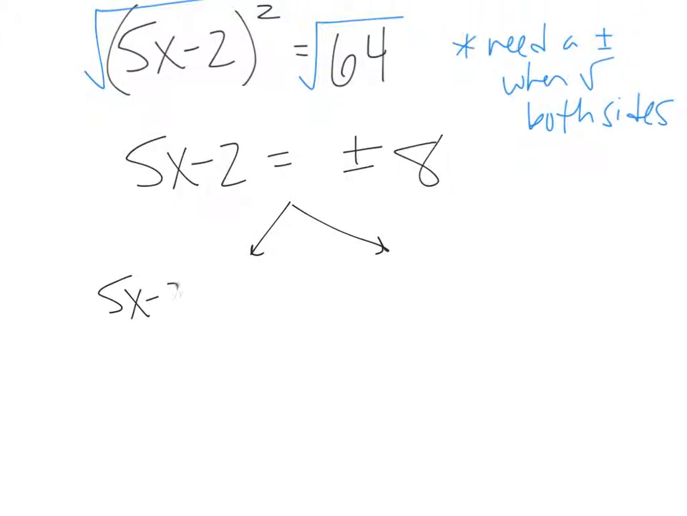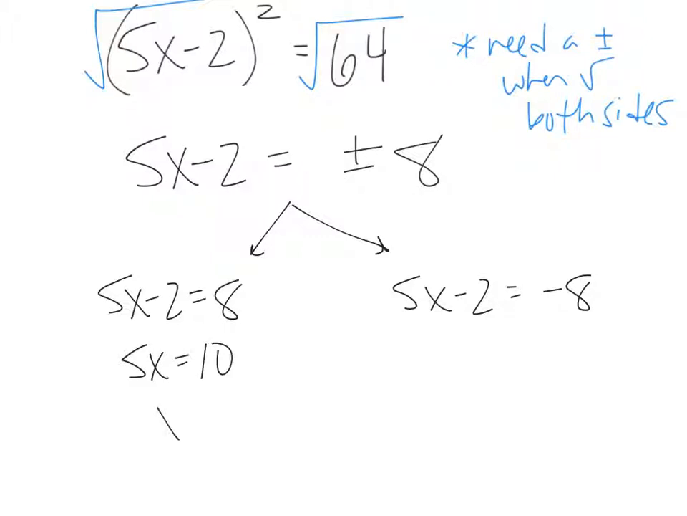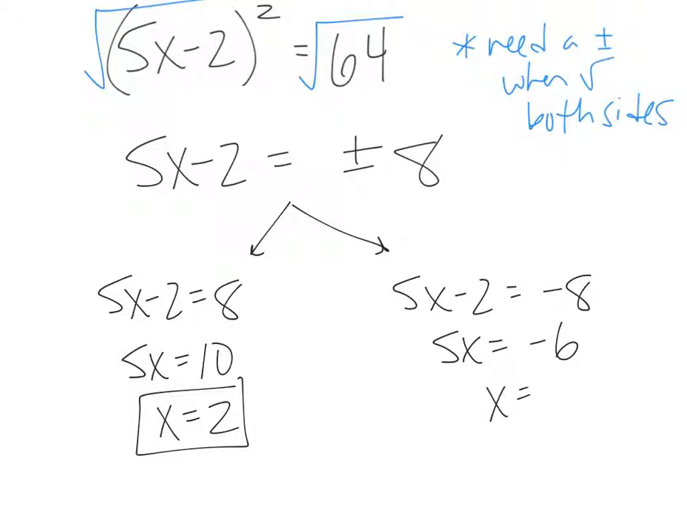So 5x minus 2 equals positive 8. 5x minus 2 equals negative 8. So I'm going to add 2 to both sides on this one. That gives me x equals 2 for my first answer. 5x equals negative 6. X equals negative 6/5 for my second answer. Question is, which one of them works? Do they both work? Do they neither work?